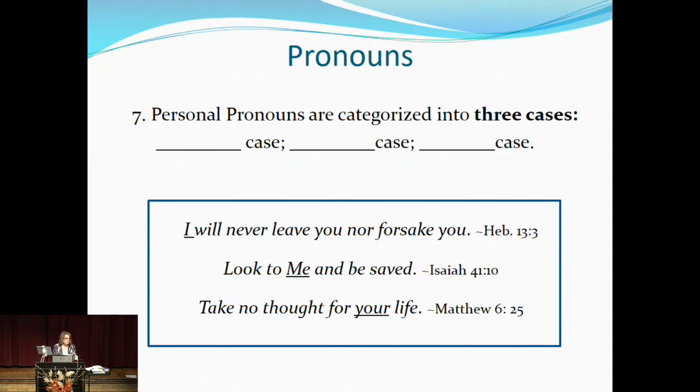Nominative or subjective? Did I hear objective? Objective and possessive case. So those are the 3 cases, and we'll look at the verses in just a minute. But subjective case pronouns will work only when they are in charge. Nominative or subjective, they say, I'm taking the subject position. They initiate action in a sentence. They are the doer of the action or the one who acts.